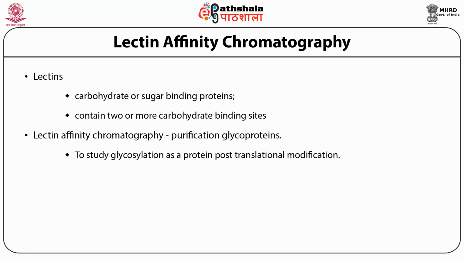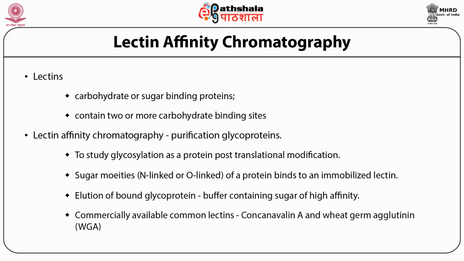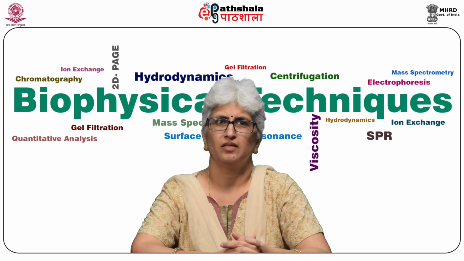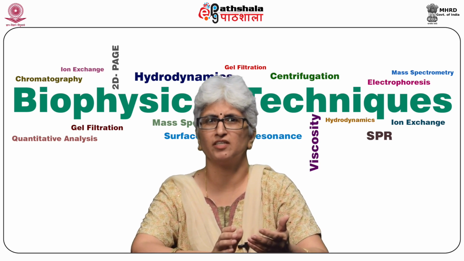In lectin affinity technique, a sugar, which is N-linked or O-linked, attached to a protein binds to an immobilized lectin. The bound glycoprotein is then eluted using a buffer containing a sugar of higher affinity. Several lectins are available commercially. Concanavalin A and wheat germ agglutinin (WGA) are widely applied lectins for purification of glycoproteins. Each type of affinity system has its own set of conditions and specific challenges.